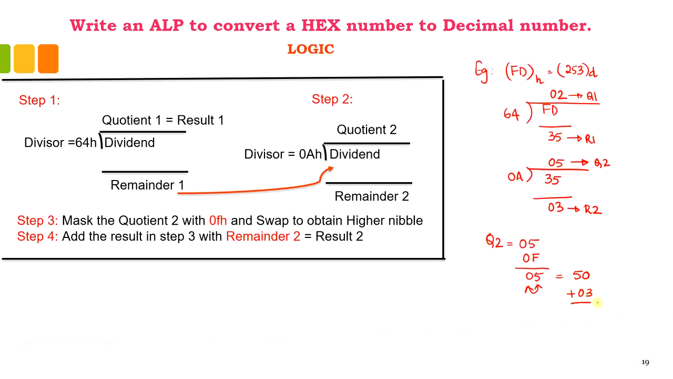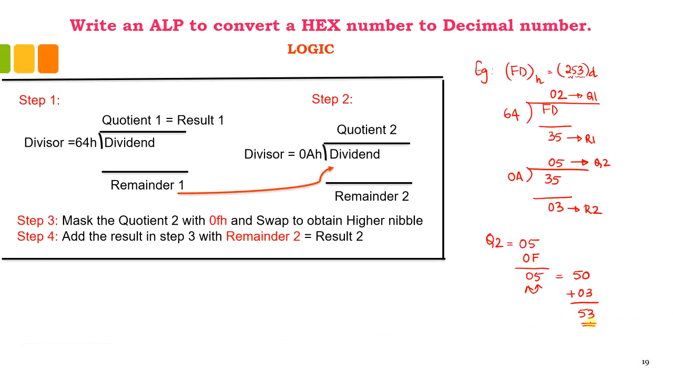Final result is 53. So this quotient 1 corresponding to 02 will be the highest digit of your result, and this number, after you perform the addition with the result obtained in step 3 with the remainder, will be the result of the lower digits of your result. That is this one. Are you clear?